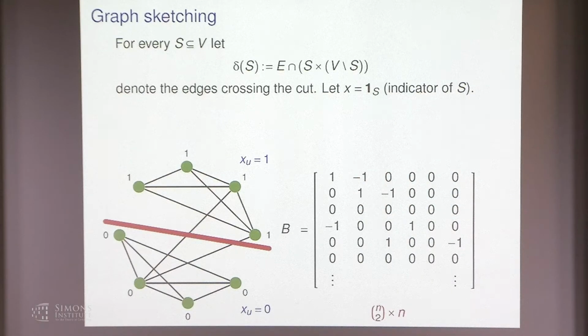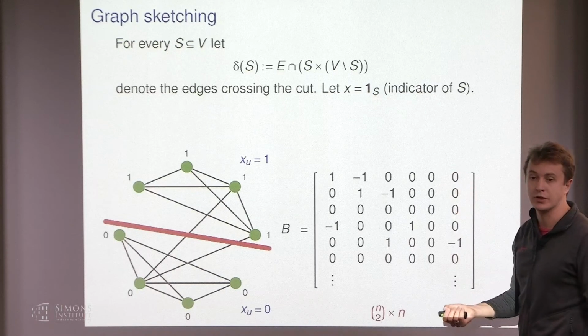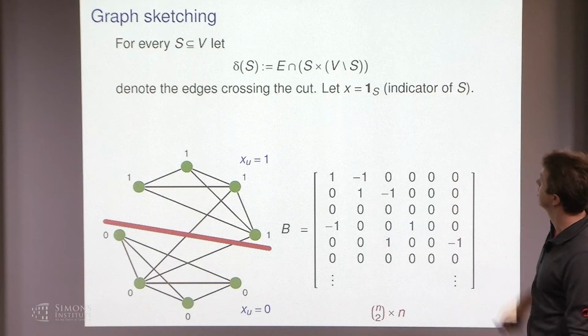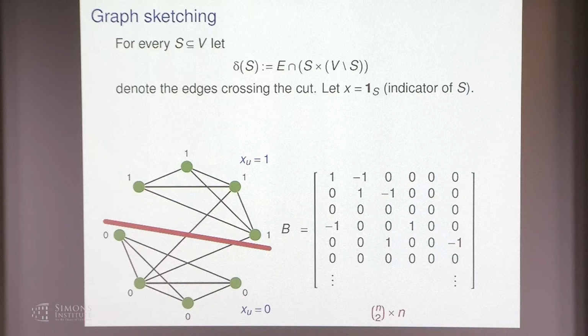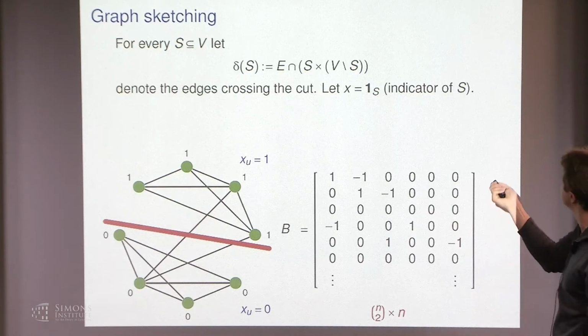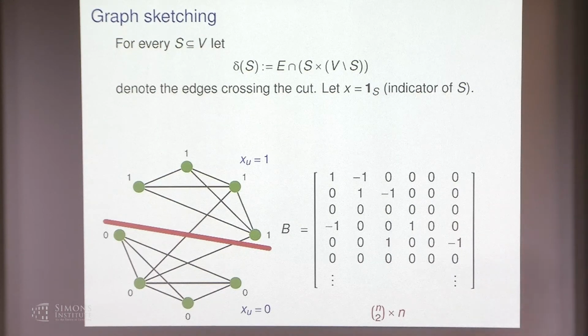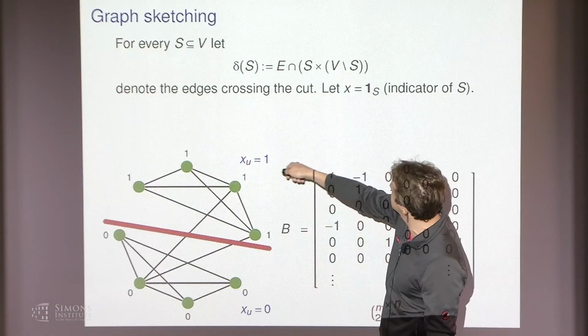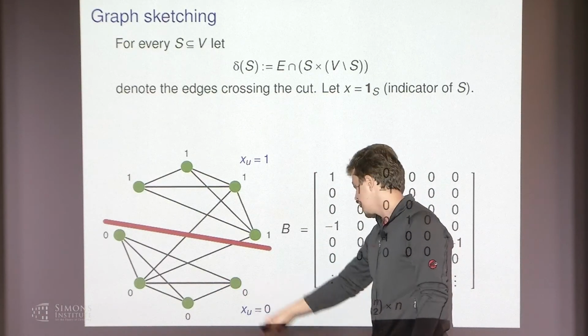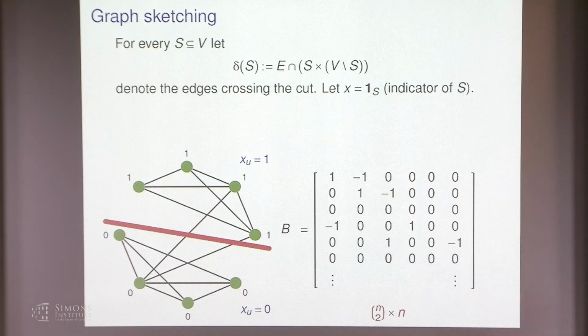All right. It is convenient for our purposes to encode a cut through the indicator vector of the cut. So for a cut S, a subset of vertices, let x be the indicator of that subset of nodes. So x is a vector of length n that has a 1 in all positions corresponding to vertices in S, and a 0 otherwise. This is equivalent to just assigning binary labels to vertices of the graph. Vertices on one side, the S side of the cut, get a 1. Vertices on the other side of the cut get a 0. Good.